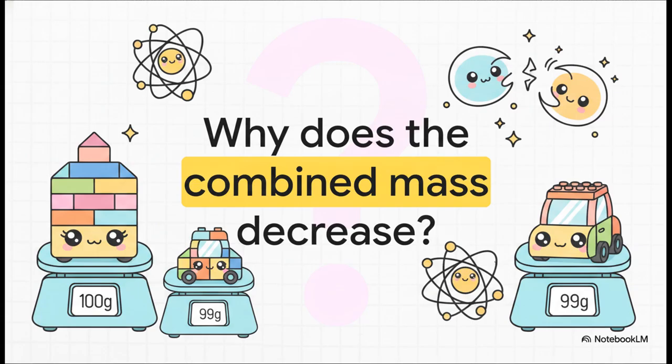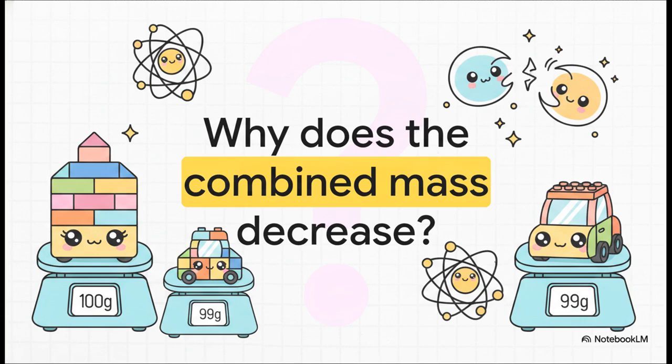अगर हम parts को जोड़ें, तो total mass कम क्यों हो जाता है? If we add all the parts together, why does the combined mass actually decrease? कहाँ गया ये mass? It sounds like magic, right? But this isn't just some crazy thought experiment. This is literally happening inside every single atom in your body right now.